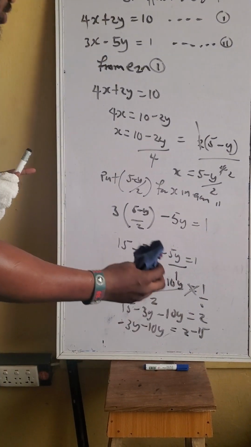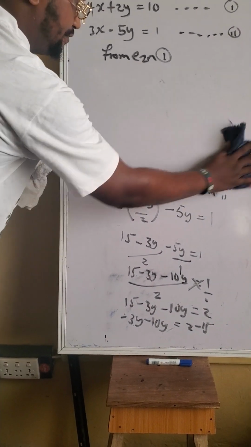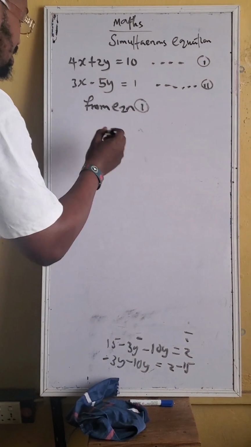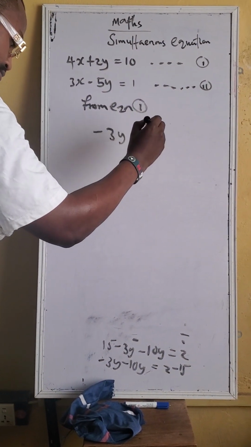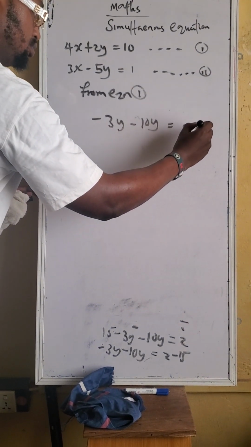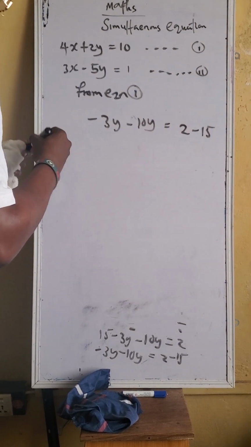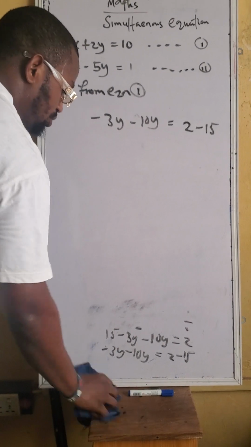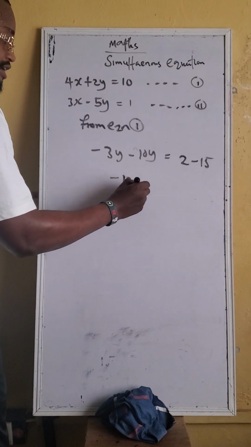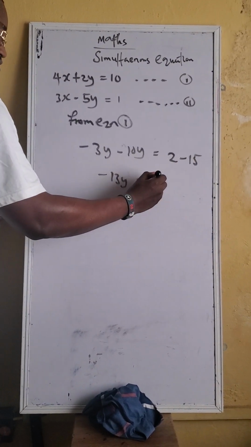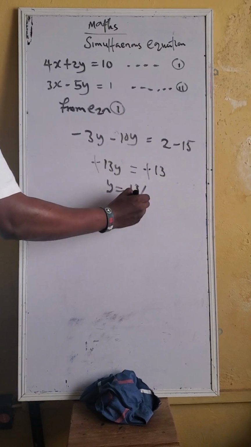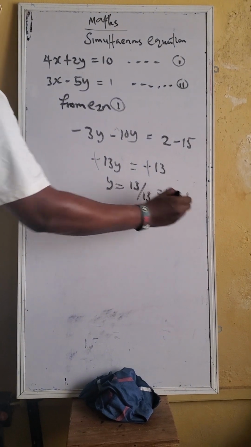Let's just erase the board to make sure we can actually achieve a proper understanding. Now we have minus 3y minus 10y equals 2 minus 15. We shouldn't forget that, so we can get the real value. Now we have minus 13y equals what? 2 minus 15 is minus 13. Minus cancels the minus. Your y is equal to 13 divided by 13. Your y is equal to 1.